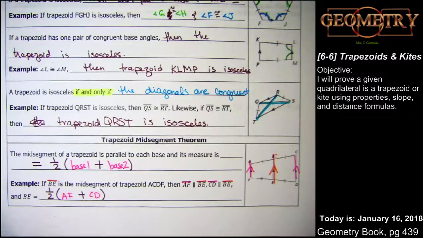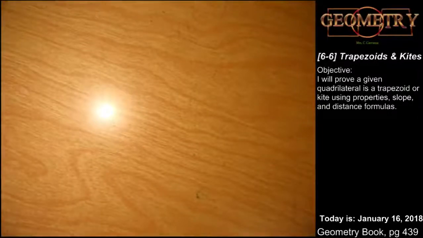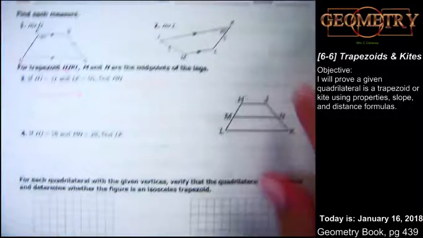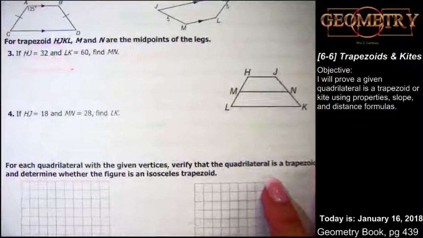We're going to look at numbers 3 and 4 first. I have this down today. All right, 3 and 4 first, toward the middle of the page.